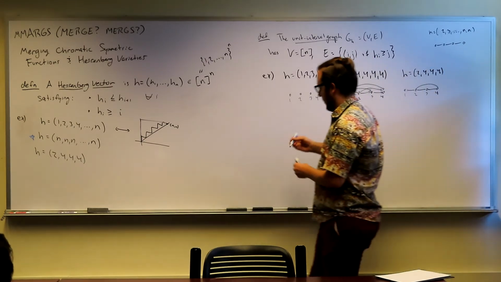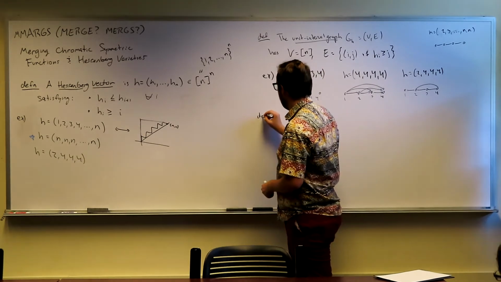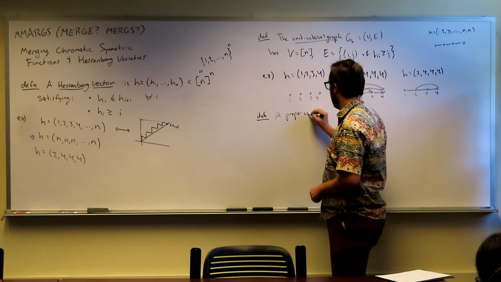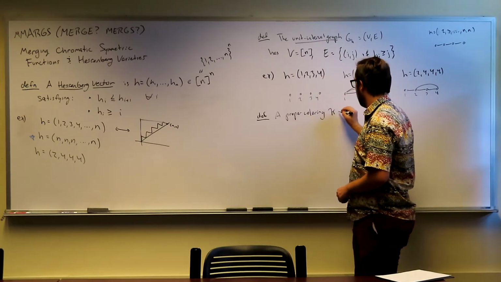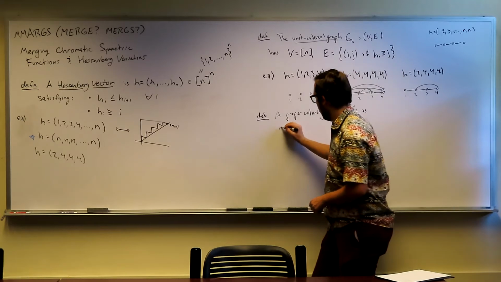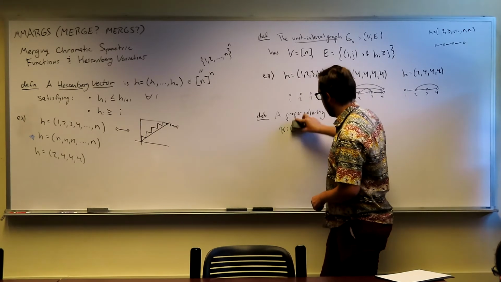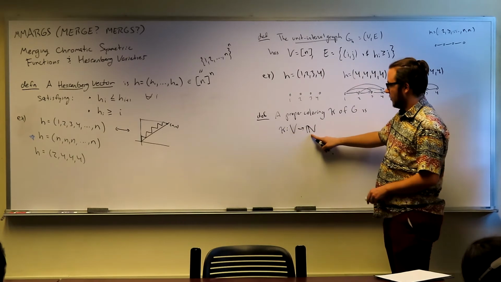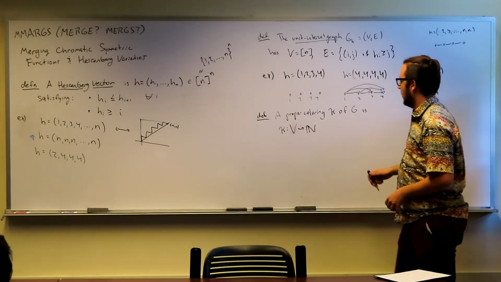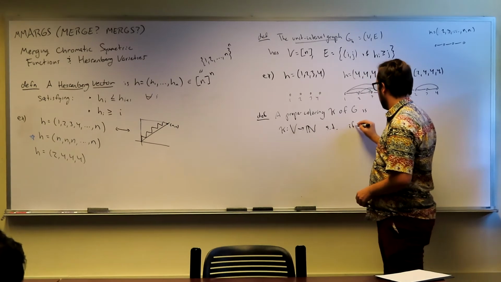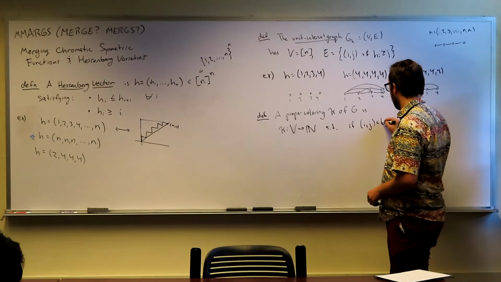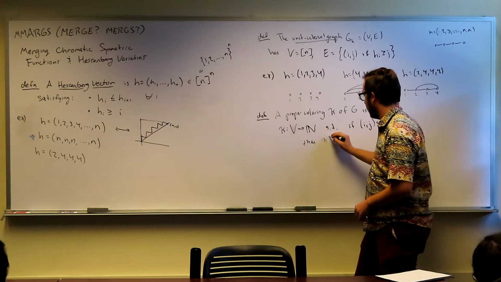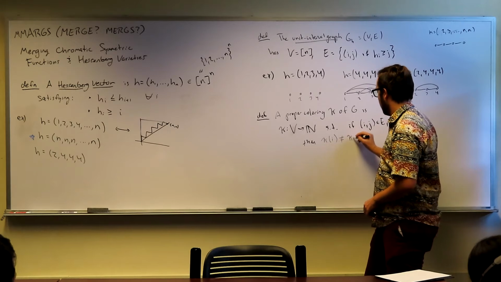Okay. Next, a proper coloring of a graph. A proper coloring kappa of a graph G is a function kappa from the vertices to the natural numbers. You want to think of this as your set of colors for the graph, such that if ij is an edge, then the coloring sends the vertices to different colors. So the color associated with i is different from the color associated with j.